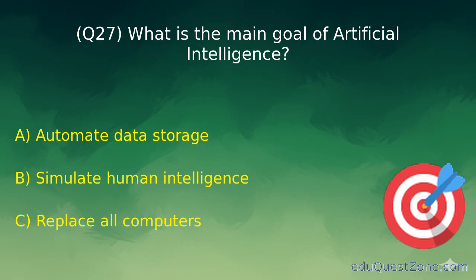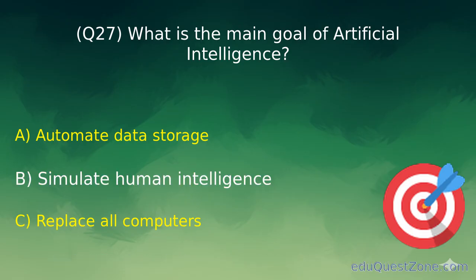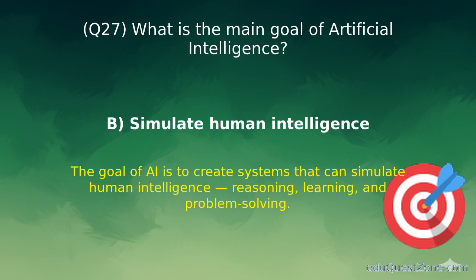Question 27. What is the main goal of artificial intelligence? Option B. Simulate human intelligence. The main goal of AI is to make machines that can think, learn, and solve problems like humans.